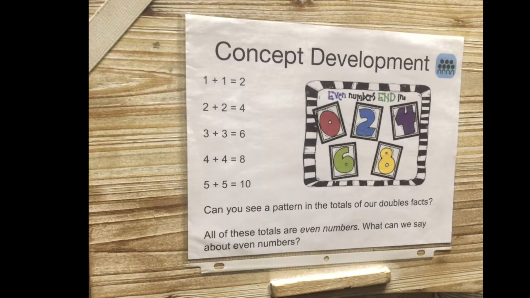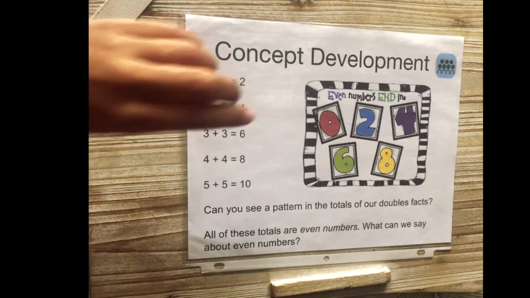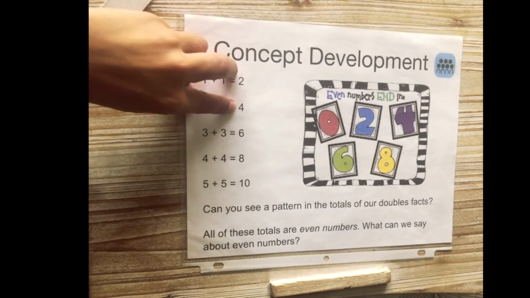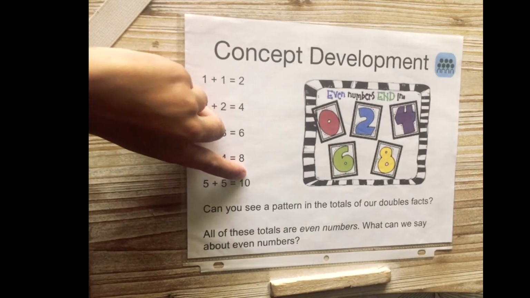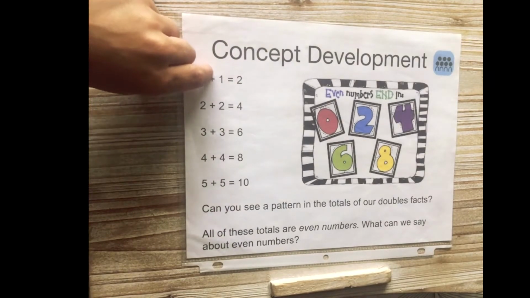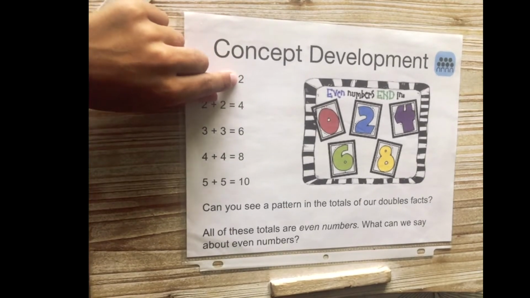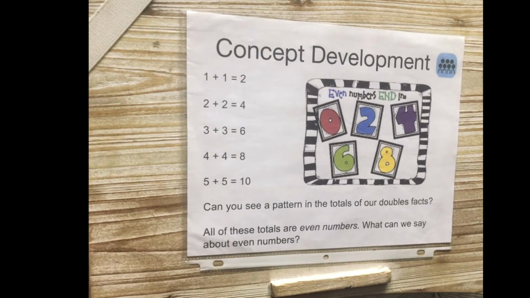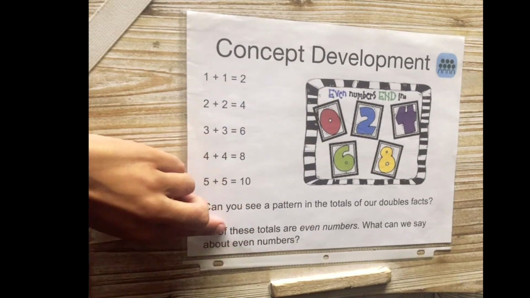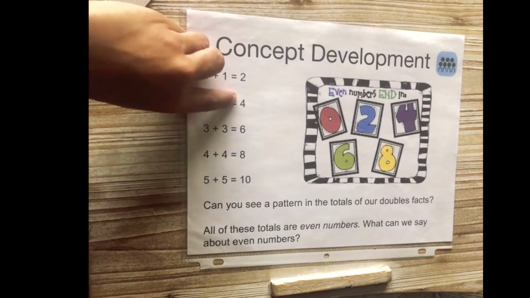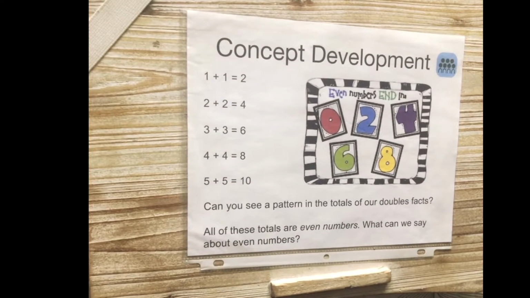Well, number one, we already know that the sum of all doubles facts is an even number, but we also should be focusing on the fact that even numbers always end in 2, 4, 6, 8, and 0. So even when we're working with 2-digit numbers, you're always going to notice that even numbers end in these digits: 2, 4, 6, 8, and 0. So all of these totals are even numbers. And what we know about even numbers is that when we break them up, we have equal parts. We have 2 groups with the same parts inside.